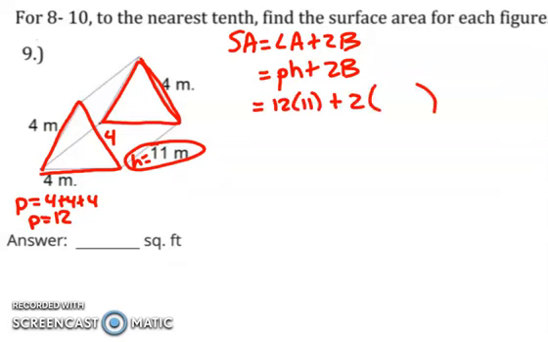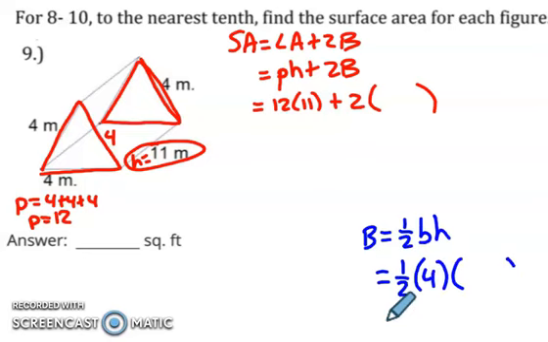Plus 2 times B. To get B, we need to use the area formula for a triangle, which is 1/2 base times height. So capital B is 1/2. The base of the triangle is 4, but we don't know the height of the triangle. We need to figure that out. So we use the Pythagorean Theorem. This distance is now 2 meters, half of 4. We know that the hypotenuse is 4, and we're looking for h. So we need to do 2 squared plus h squared equal to 4 squared.